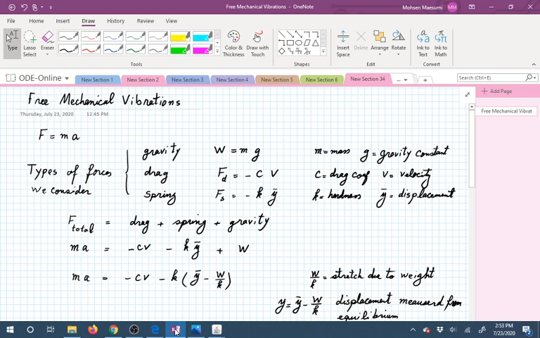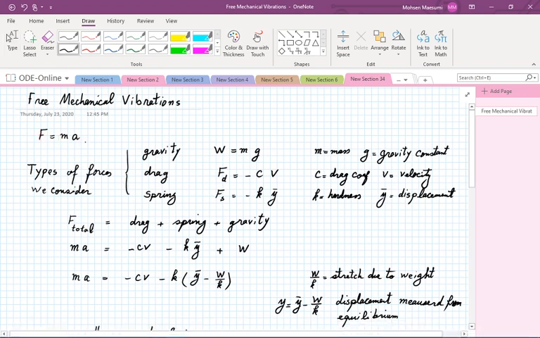so we said F equal to ma turns into a differential equation. Let's go look at this thing carefully. This force is the total force, which is made out of the drag force, the spring force, and gravity. So if we write F total is equal to ma, then the drag force is minus cv, spring force is minus k y bar, and the gravity, if it's present, is just this w for us.